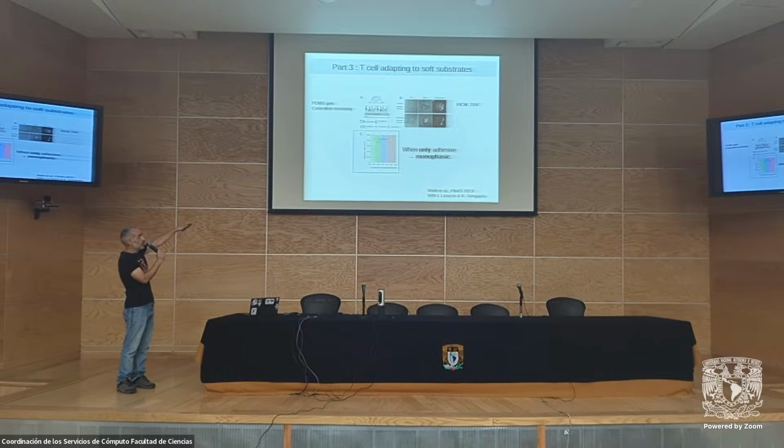And what you measure is the area of contact using interference microscopy. All in all, what you see is: the stiffer, the larger the adhesion. This is what has been reported for a lot of different cell types. So this was not surprising.